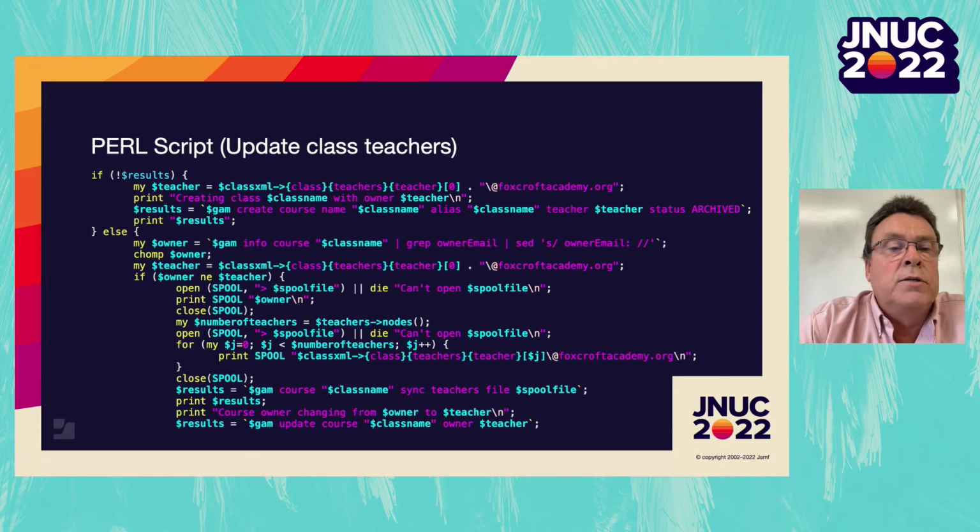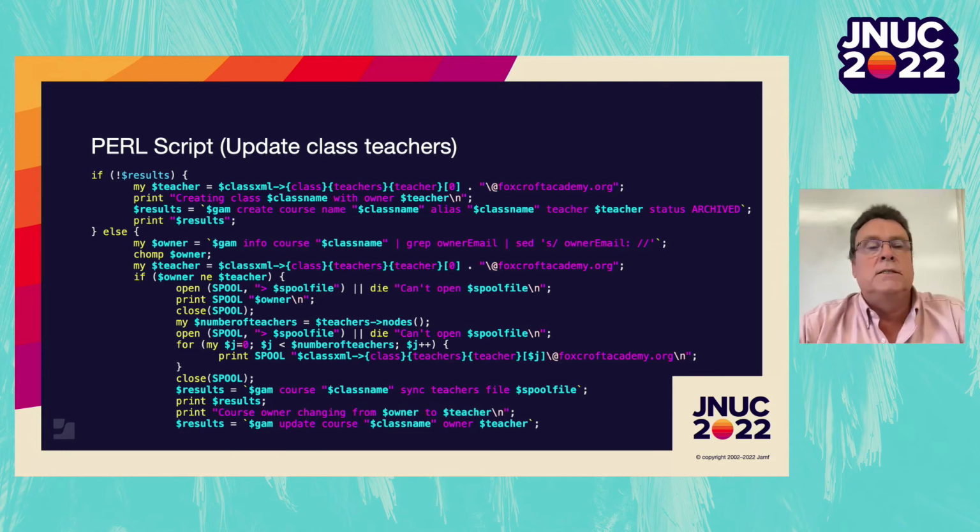First, it grabs the teacher's name from the XML that it got when it queried the class, appends @foxcroftacademy.org to that first teacher name, and then creates the Google Classroom using the GAM tool: GAM create course name, class name, alias, class name, teacher, teacher's name, status archived with that information. So now I've created my class if it didn't exist.